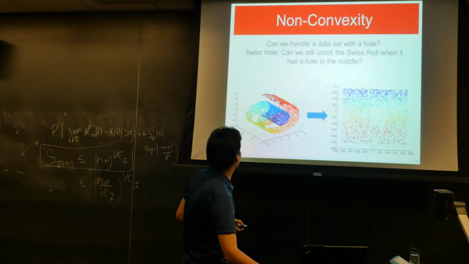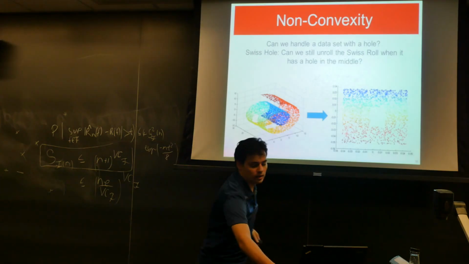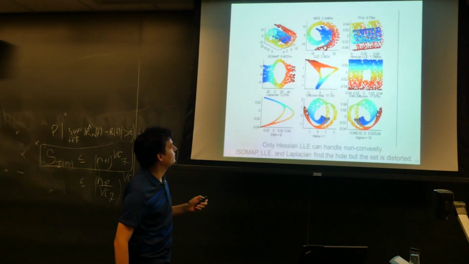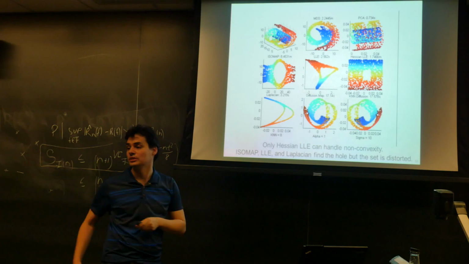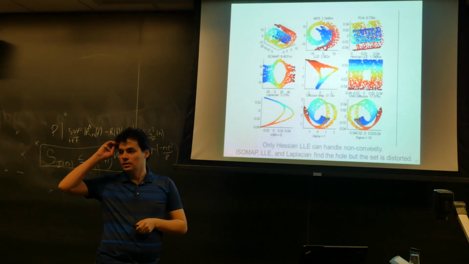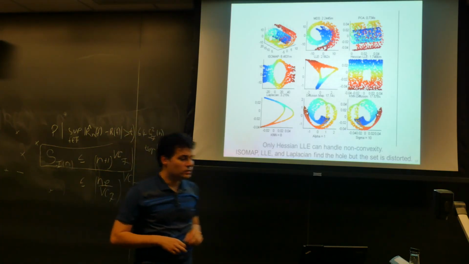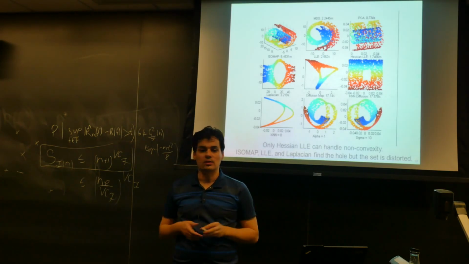And this is what happens if you have holes. So here we have a hole in the data set, and then these are the results. In this case, this Hessian local linear embedding worked very well, but some of the others failed miserably. All right. So there are lots of details in the slides, so please look at them. If you have questions, then just contact me.